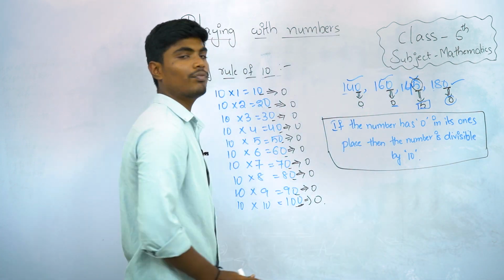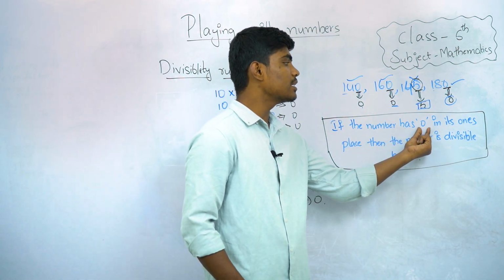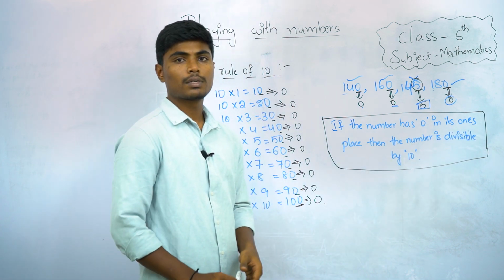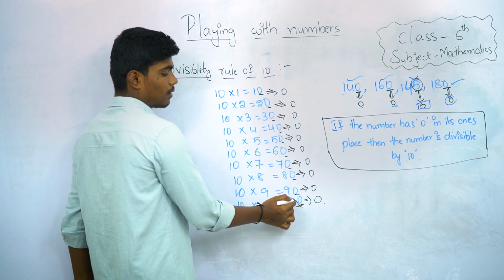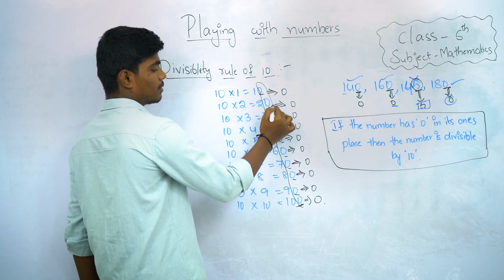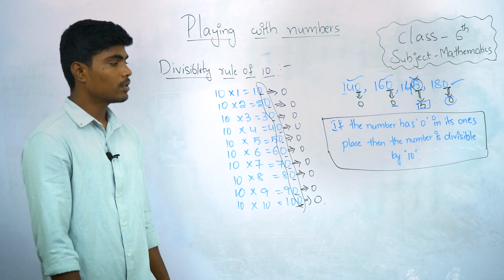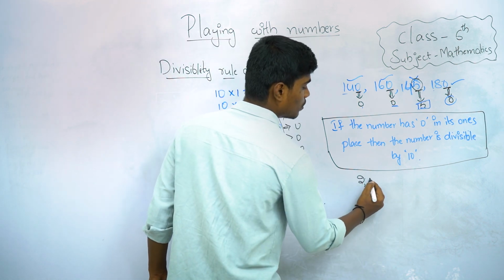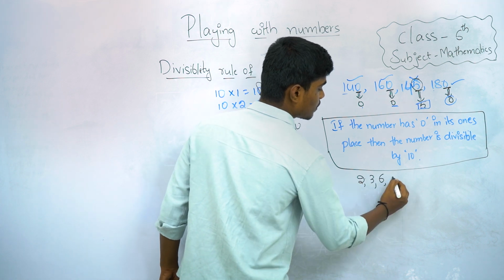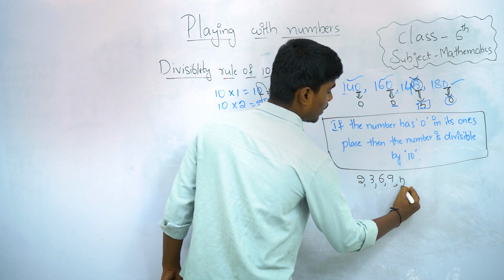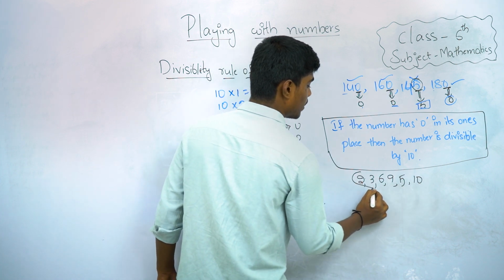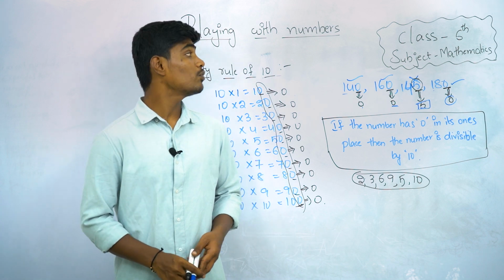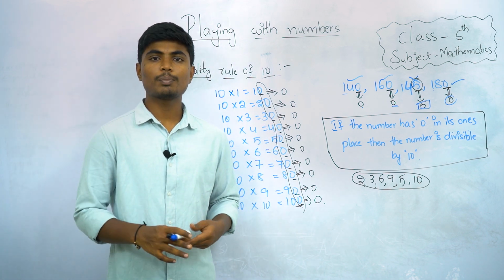What is the divisibility rule of 10? If the number has 0 in its ones place, then the number is divisible by 10. In each number, the value in the ones place is 0. So up to now we have discussed the divisibility rules of 2, 3, 6, 9, 5 and 10. Now let's move to our first exercise and solve the problems of the exercise.